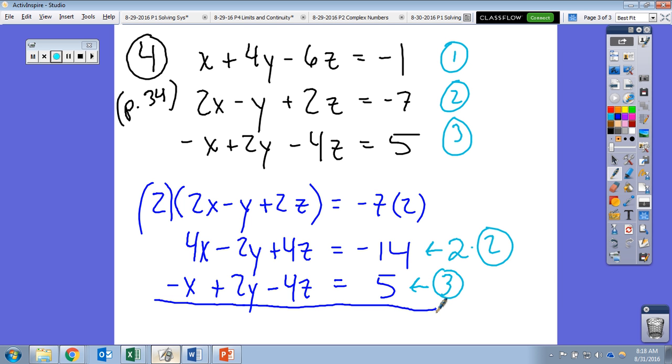Four x plus negative x, negative 2y plus 2y, 4z plus negative 4z. So 3x equals, negative 14 plus 5 is negative 9. You have to be careful because if I made that mistake, that would have been rough, and I would not have known that I made that mistake until way later on.